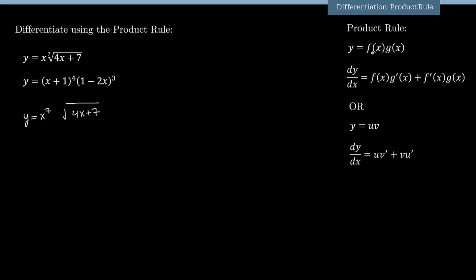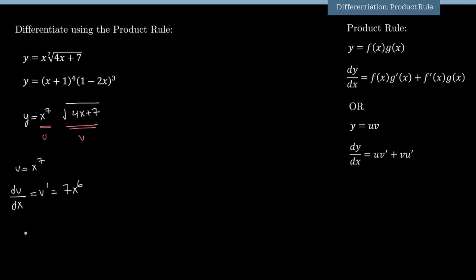And if we name our functions f of x and g of x as u and v, then the derivative would look like this. So here first I'm going to identify the functions u and v. I'm going to name this function as u and this function as v. Next I'm going to differentiate both of these functions. U is x to the 7, and so if I differentiate this, du upon dx would be equal to 7x to the 6.